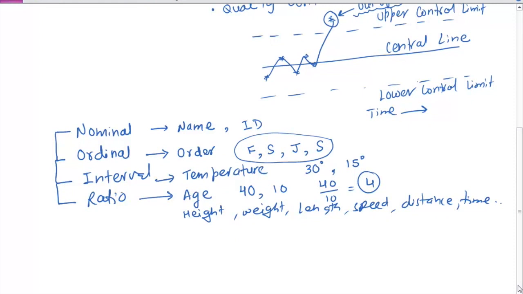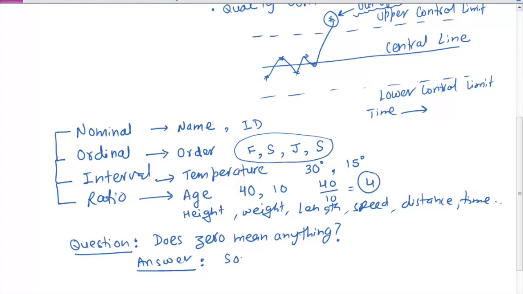Now sometimes there could be confusion between when a variable is interval and when it is ratio. And for that I will suggest a very simple question that you should ask. Does 0 mean anything? If your answer is that 0 means something, then it is interval type. If it means nothing, then it is ratio type. For temperature, we ask this question: does 0 temperature mean anything? So 0 temperature does not mean nothing, because 0 means it is very cold. So it does mean something. So that's why temperature is interval type.